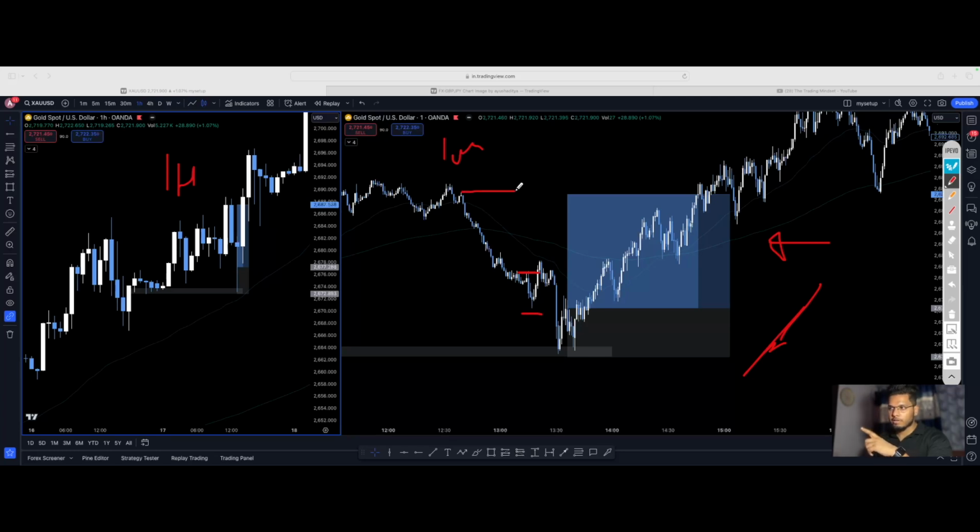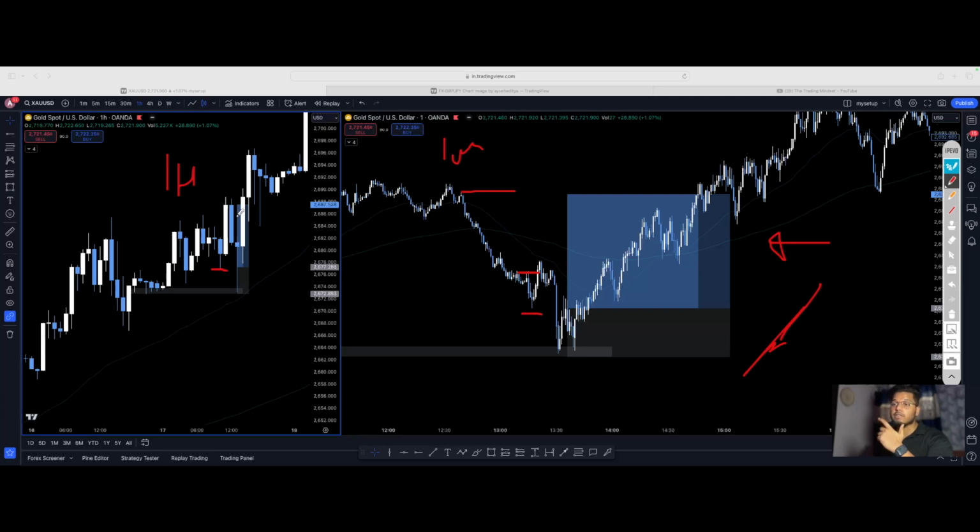Now taking this particular trade was a mistake. Why? Because it was a low probability setup. Why was it a low probability setup? I was simply expecting a reaction from this level. Is it a strong level? No, that is not a strong level. So that is my first mistake. I did not see that.